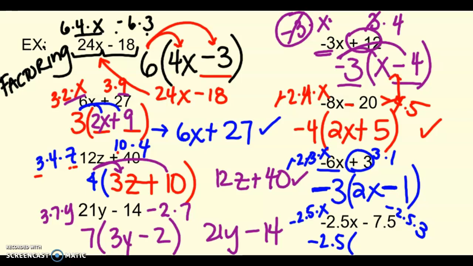So we got our negative 2.5 pulled out. It looks like we have an x left here and a 3 here. And if I check my signs, we should be good with that.